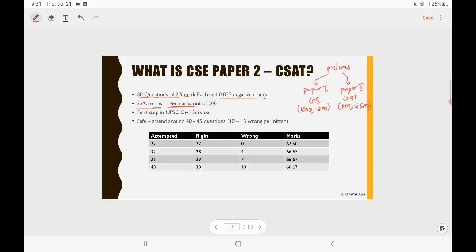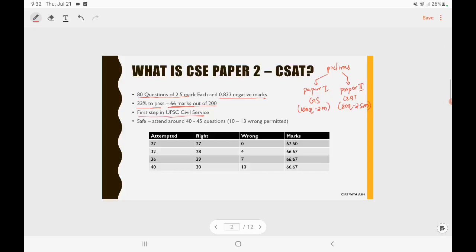Okay. So I would like to call the CSAT paper the first step in the UPSC civil service examination. Why? Because if you are not clearing paper 2, your paper 1 won't be considered at all. So paper 2 is actually your first step towards your success.